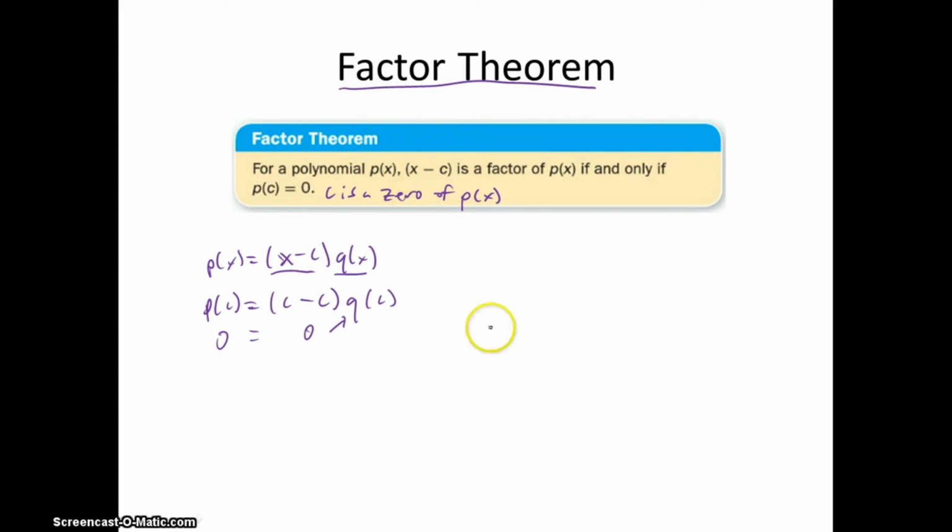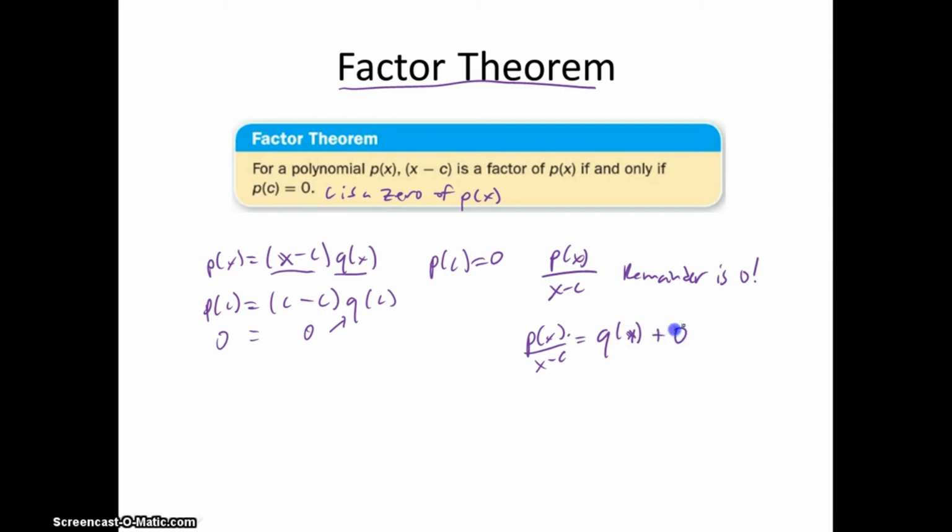Going backwards is actually proved with the remainder theorem. So if p of c is equal to 0, the remainder theorem tells us that if we do p of x divided by x minus c, the remainder, excuse my handwriting, is 0. So the remainder is 0 if we divide by x minus c. That means that p of x divided by x minus c has got to be equal to some polynomial with a remainder of 0. So we can add plus 0 on there, but we don't even have to do that because the remainder is 0. Multiply both sides by x minus c, and we get p of x equals q of x times x minus c, which is exactly what we talked about with x minus c being a factor. So we can go either way.